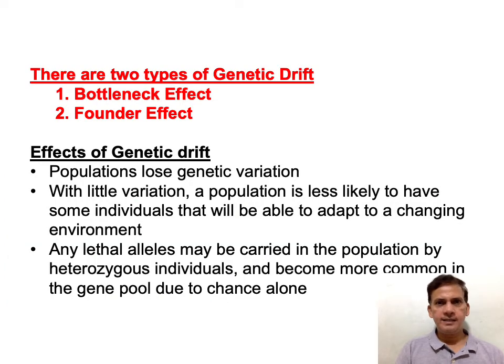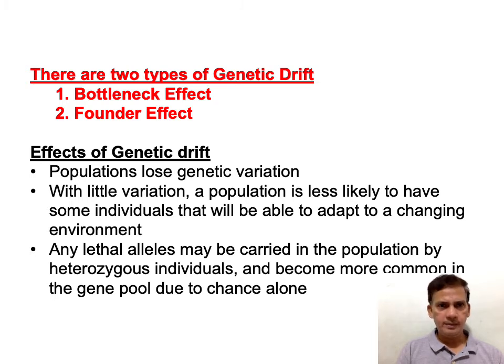So this genetic drift could be of two types. Number one is the bottleneck effect, and the second one is the founder effect. Before we talk about the different types of genetic drift, let's see what the effects of genetic drift are. Because of genetic drift, populations lose genetic variation. So the more the genetic drift, the lesser will be the genetic variation.